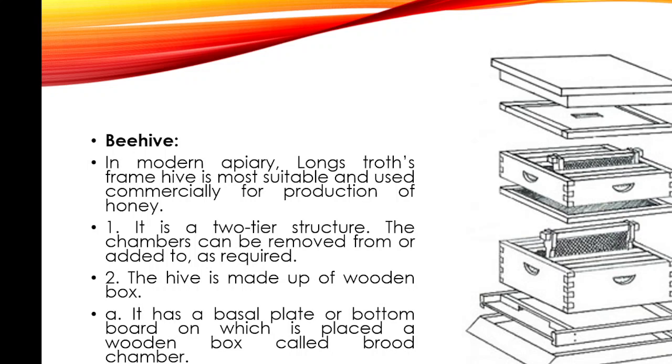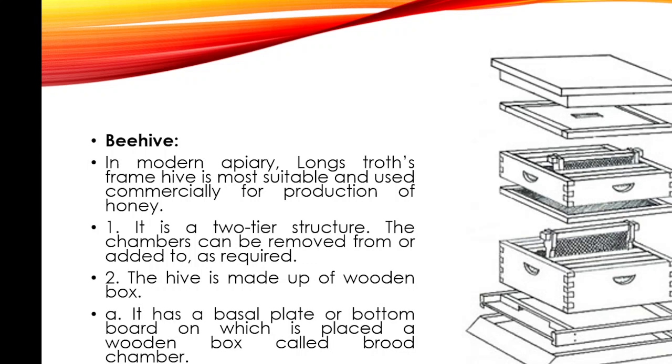This is known as the long straw frame, and is most suitable for the commercial production of honey. Basically it is a two-tier structure. The hive is all made up of wooden box, and the bottom box is known by the name brood box. So this is the main box. This brood box sits on the bottom board, on which is placed a wooden box called the brood chamber.